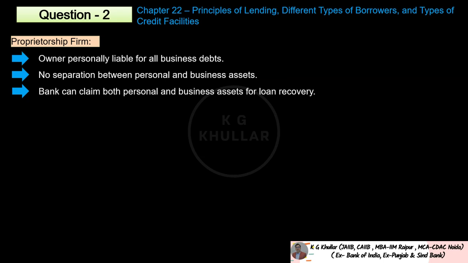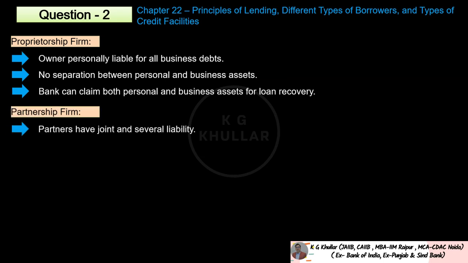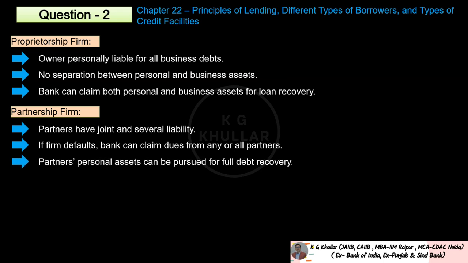Then second, in case of partnership firm such as Krishna Traders, each partner has joint and several liability under the Indian Partnership Act 1932. Now this implies that if the firm defaults and its assets are insufficient to recover the dues, then bank can hold any or all partners responsible for entire debt amount. Thus, the bank has right to pursue individual partners' personal assets for full recovery.